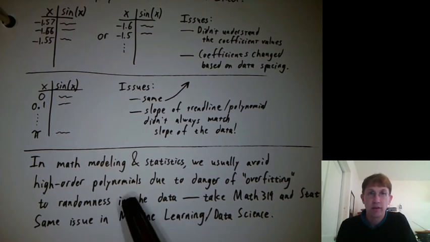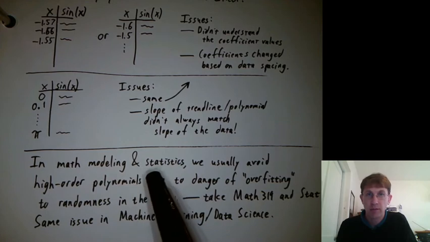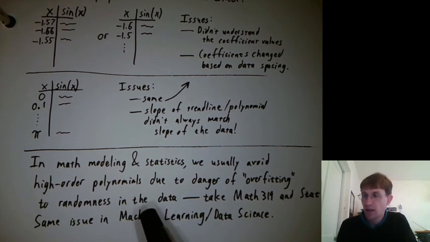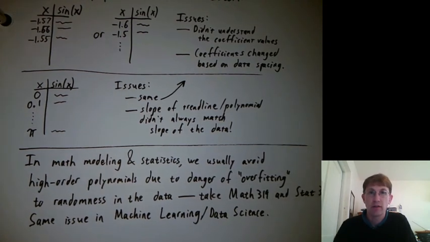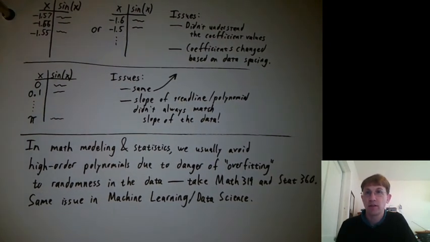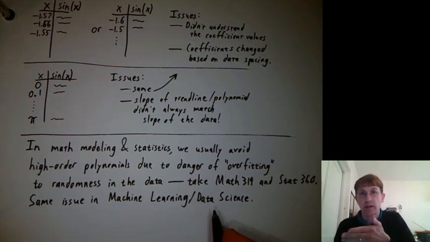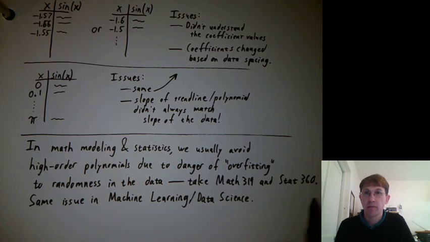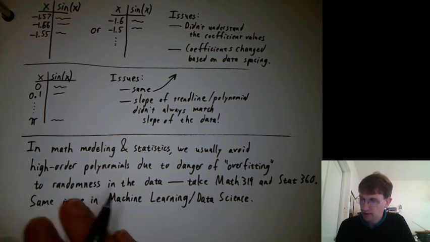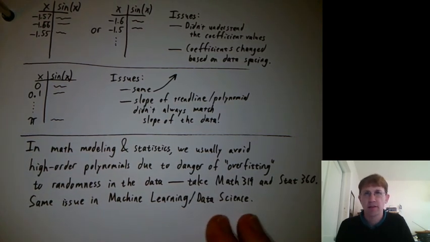If you're doing things where there is randomness in the data, like we do in math modeling and statistics, we really want to avoid higher order polynomials because there's something called overfitting that's a danger. It's trusting your current data so much that you lose the ability to make predictions for any new data that comes in. So we talk about that in Math 319, we talk about that in Stat 360. It's also a big issue in machine learning and data science. They're not with polynomials so much, but other stuff.